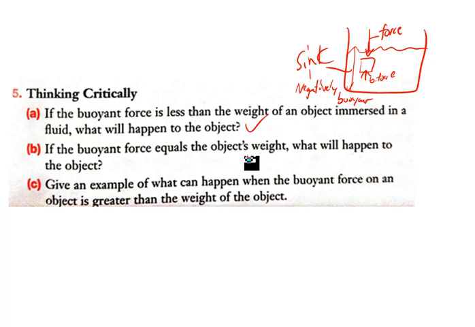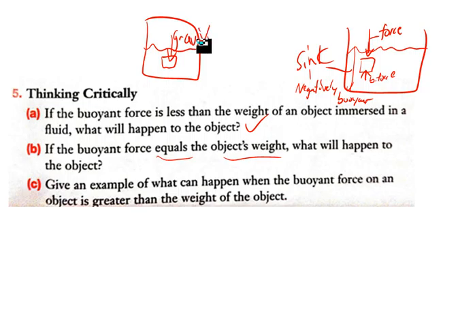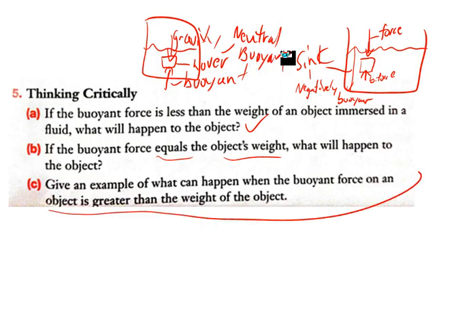If the buoyant force acting on the object is equal to the object's weight, what will happen to it? We've seen this before. Here's the water. So these two forces: this downward force of gravity, which is its weight, and the upward force exerted by the fluid, which is the buoyant force. If these two forces are equal, then it just hovers. And another word for hovering is neutral buoyancy.